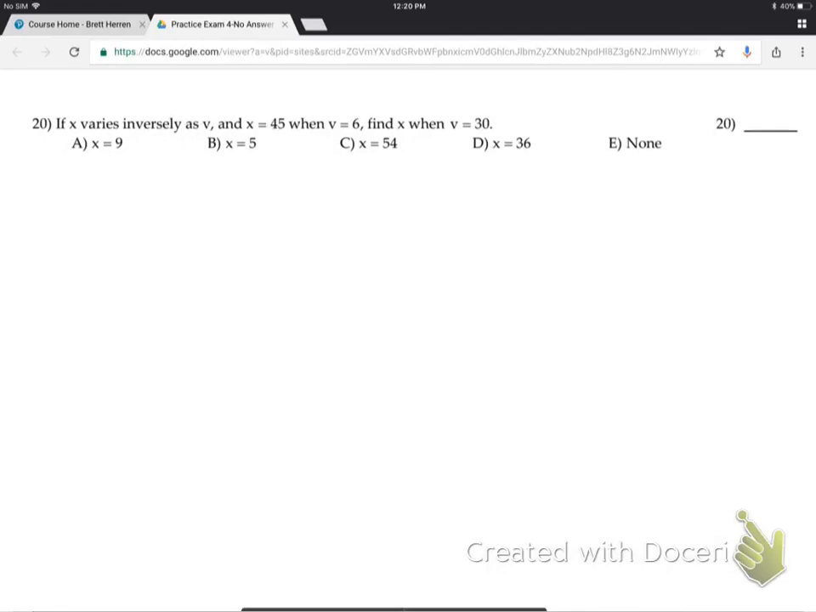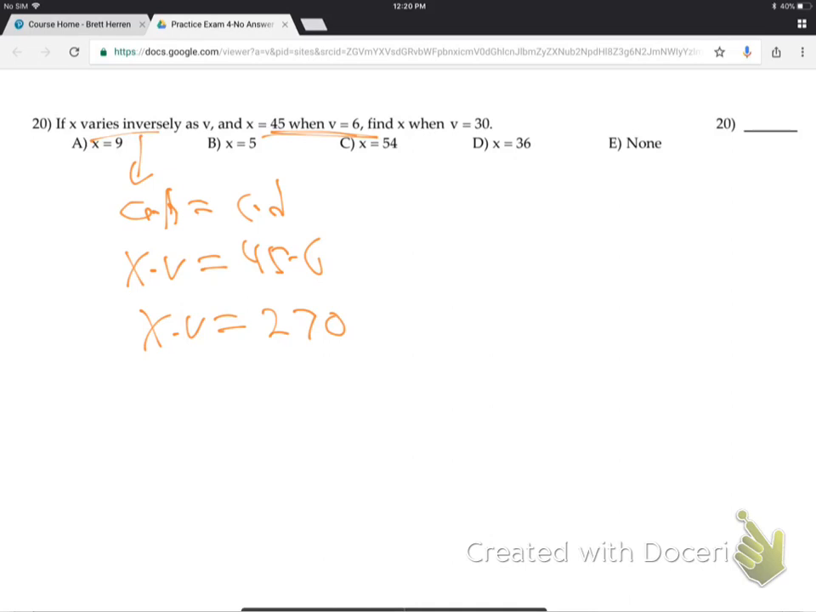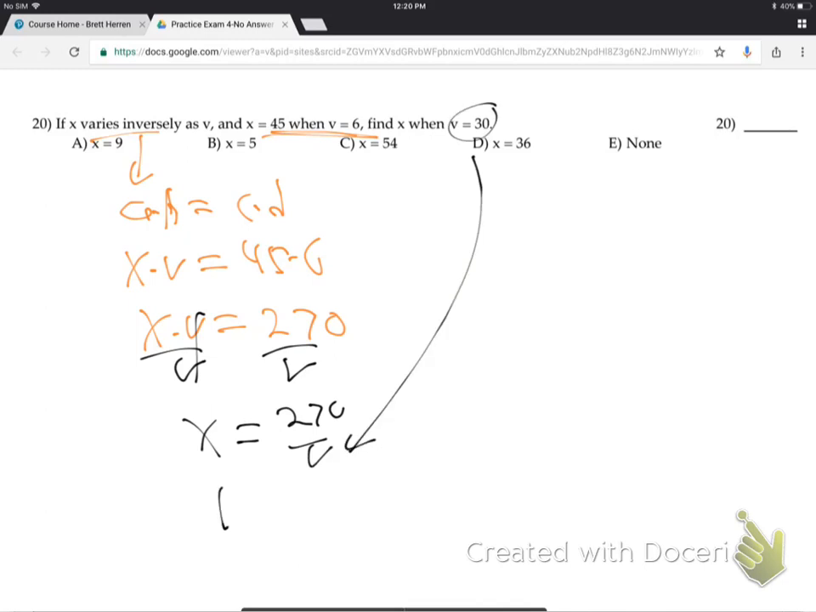All right. Okay, what do you do with varies inversely? Inversely, A times B is C times D. So it's X times V is 45 times 6. X times V is 270. Good. Solve for X. Divide by V. X is 270 over V. Last step. V is 30. Put in the 30. So X is 270 over 30. X is 9. Boom. X is 9.